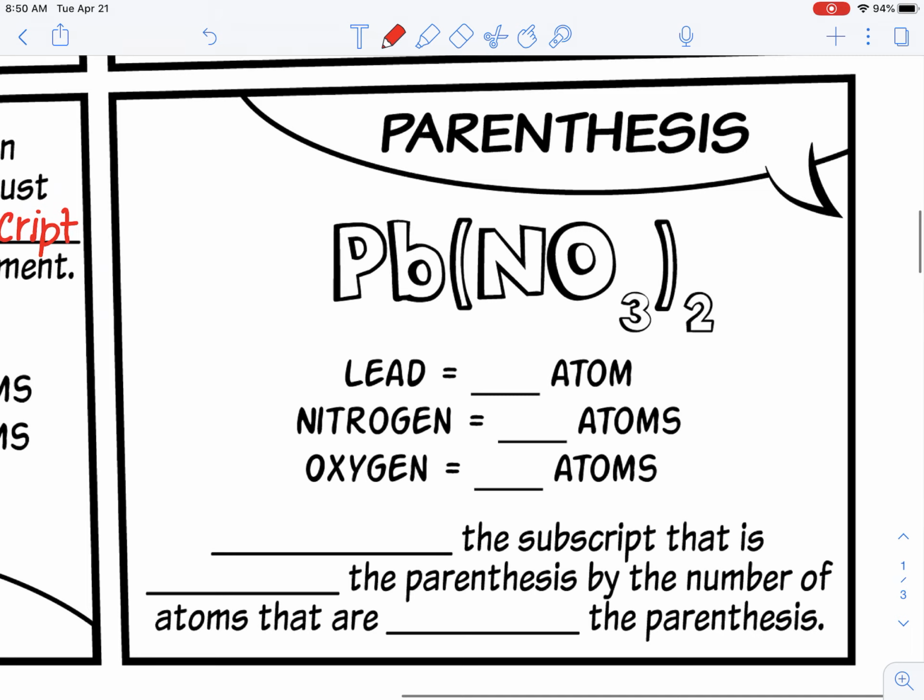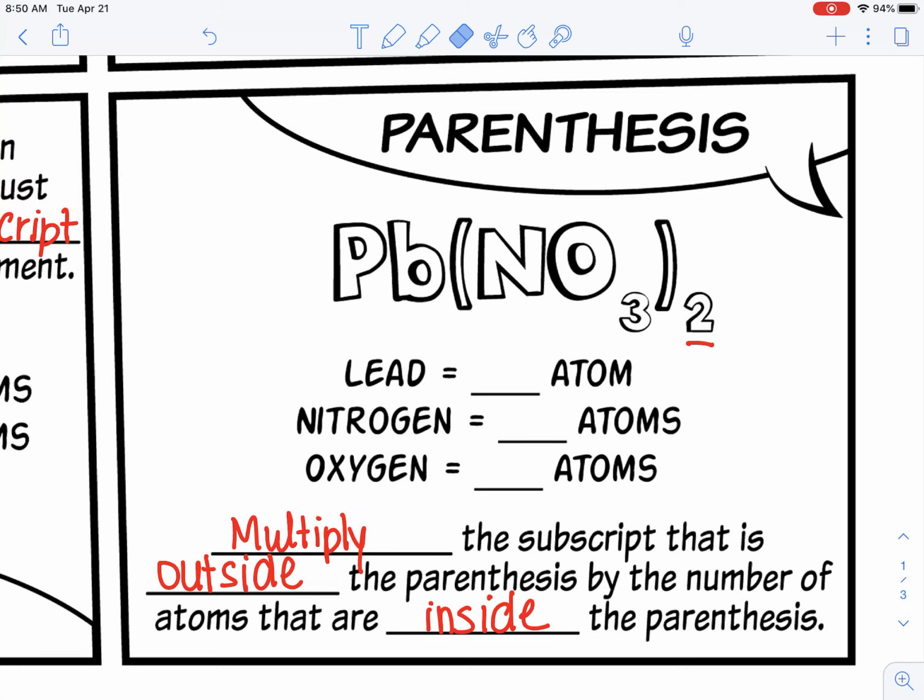So then the trickiest part we're going to have to talk about is parentheses. So parentheses are outside of part of the molecule, and they will have their own little subscript. So what you do is you take the subscript that is outside the parentheses, and you multiply it by the one inside the parentheses. So you multiply the subscript that is outside the parentheses by the number of atoms that are inside the parentheses.